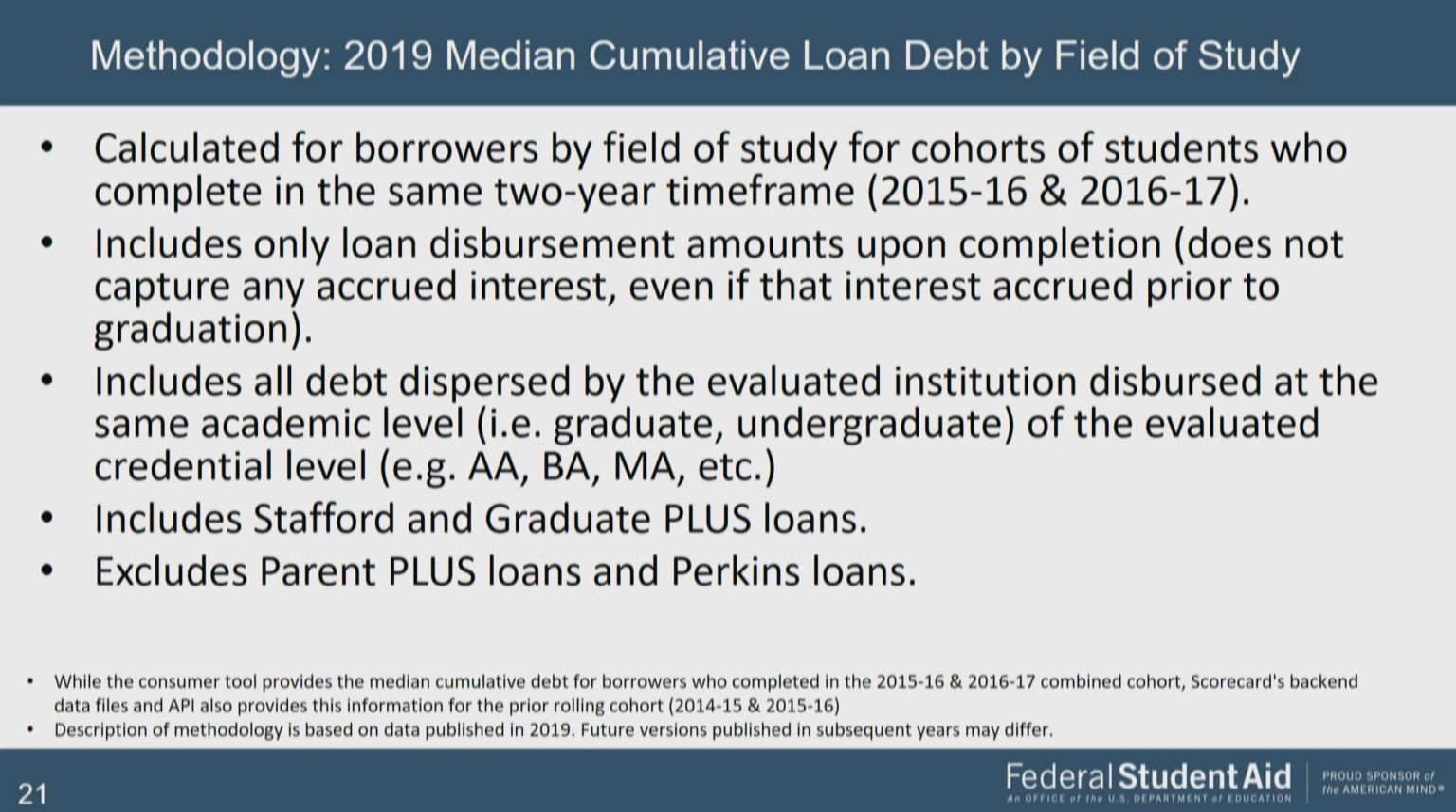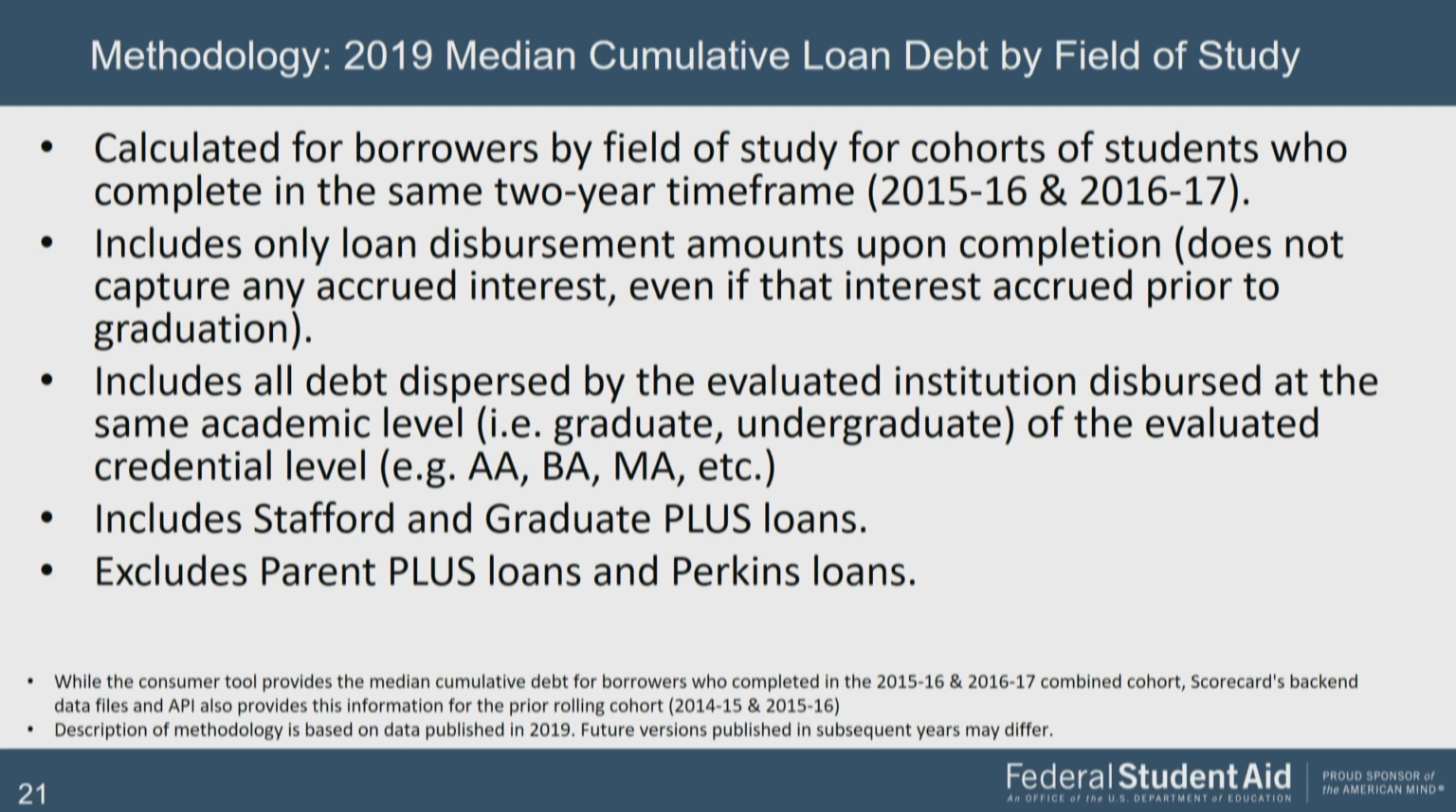If we talk about cumulative loan debt, those were also calculated over a 2-year period. We have data that goes all the way back to 14-15 and 15-16, but what we present on our consumer site is 15-16 and 16-17. We don't mask any of the data. It's all available in the downloadable data files if you are interested in looking at trend data. But I'm just highlighting that that's what we're presenting on our consumer site.